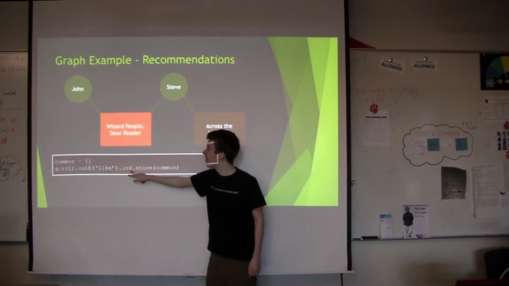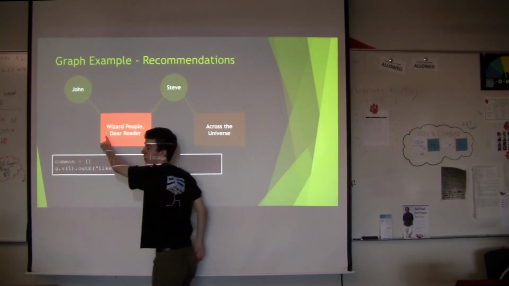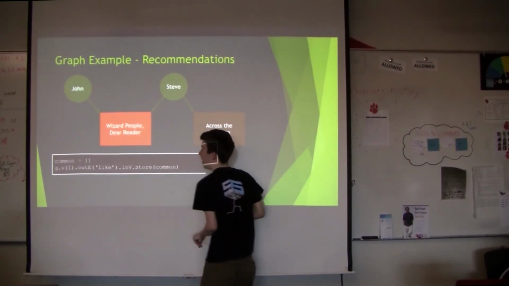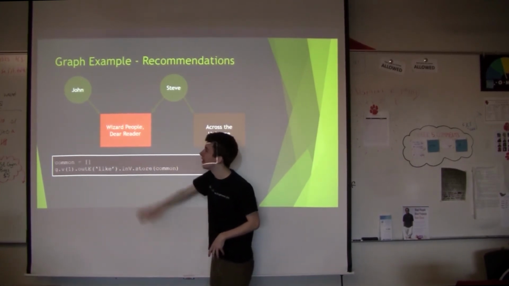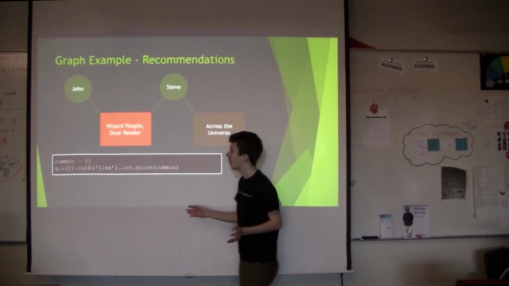Okay, and so I grab an in vertices. An edge has an out vertices, so it's coming out of John and going into Dear Reader. So I grab the in vertices. It's important to note that here there's only one movie, but there could be like 100. And Gremlin queries branch; that's the way they work.